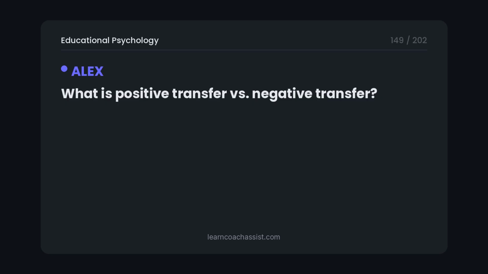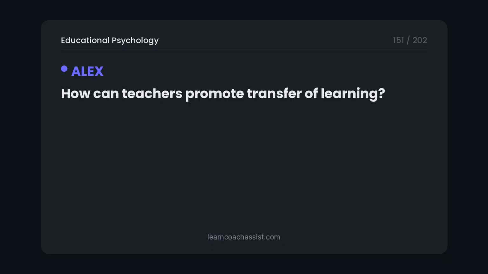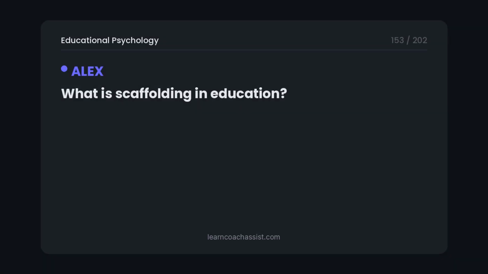What is positive transfer versus negative transfer? Positive transfer occurs when prior learning facilitates new learning. Negative transfer occurs when prior learning interferes with new learning. How can teachers promote transfer of learning? Teachers can promote transfer by teaching for understanding rather than memorization, using diverse examples, and helping students identify underlying principles. What is scaffolding in education?